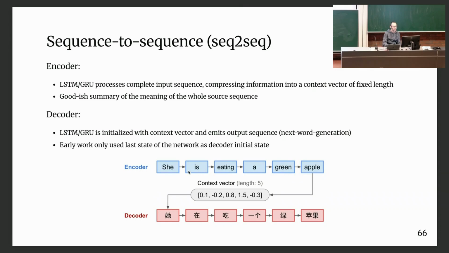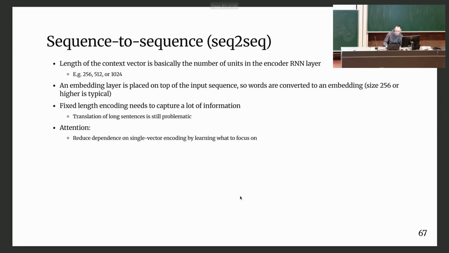Drawback, if this blue thing gets very large, basically the decoder can never see what was part of the input sequence anymore. It needs to do everything based on this number of vectors that it started from. So for longer pieces of text, that's maybe not ideal. So yeah, you try to make the context vector length larger. That is something that you can do.